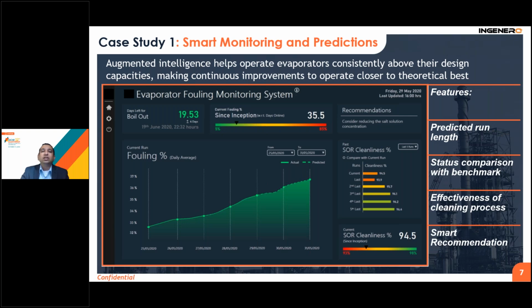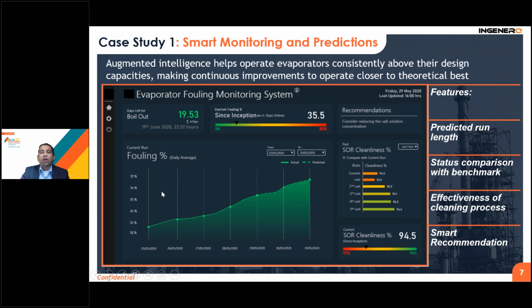I'd like to discuss a couple of case studies, and based upon those, I would like to explain the difficulties behind it and how it can be applied in the right way so that it helps the end user in the best way possible. Let's start with one case study, which is on smart monitoring and prediction. This is a monitoring system for evaporator fouling.